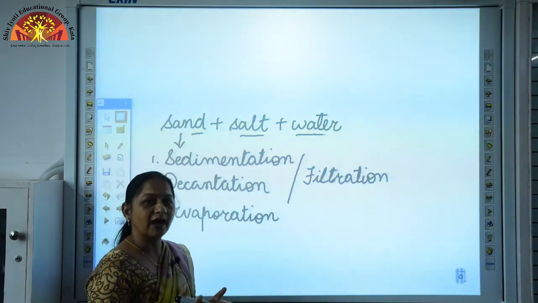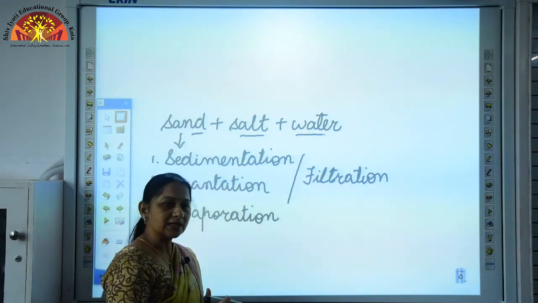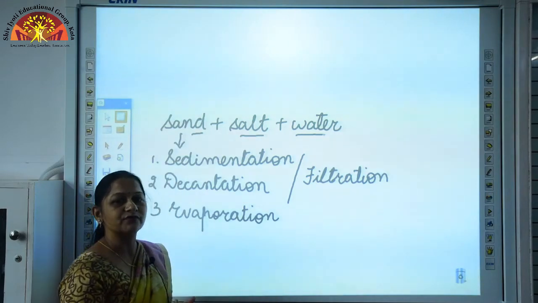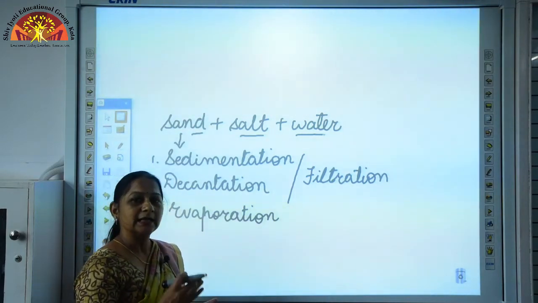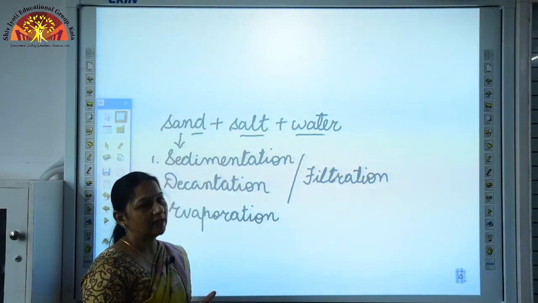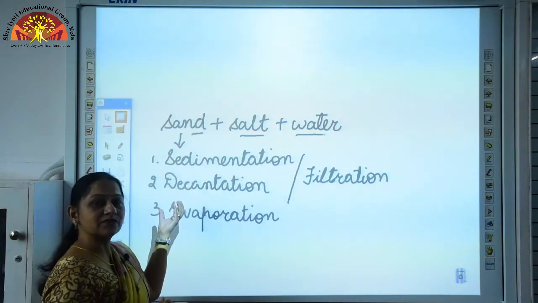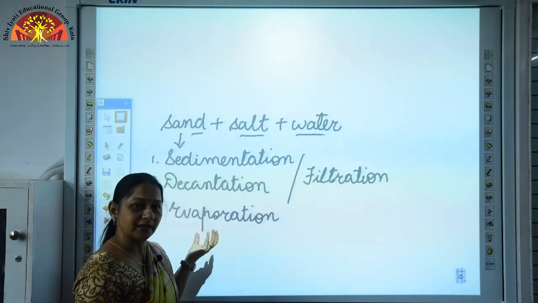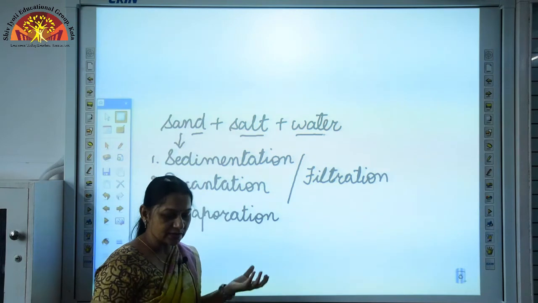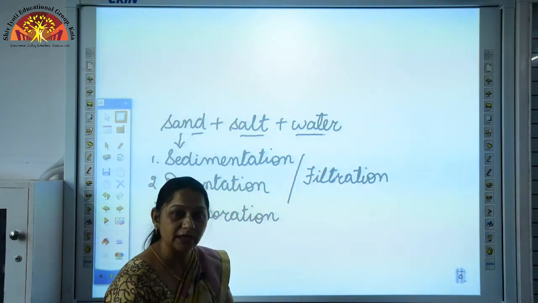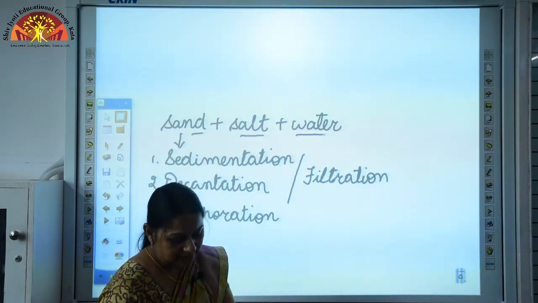Similarly, if I have iron filings, sand and salt, first we are going to use the magnetic separation method, and then these two processes will be done in continuation. So students, this was about using more than one method of separation.